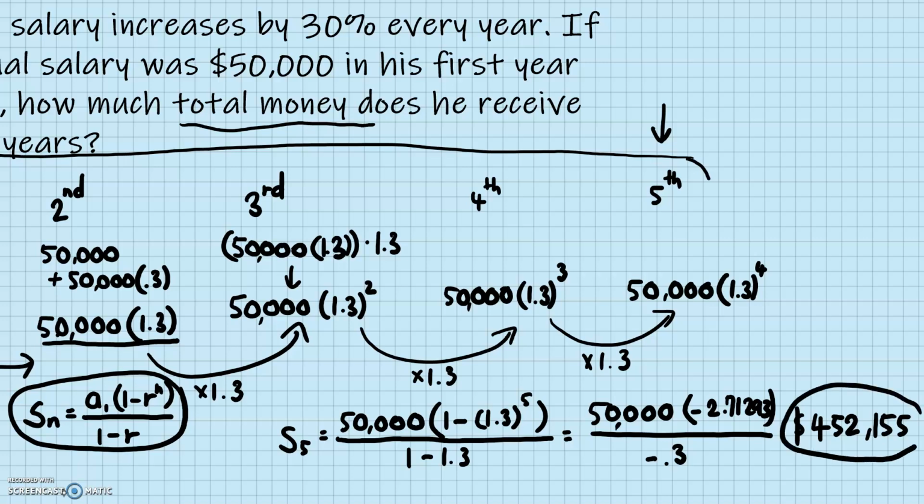$452,155. So this is how much Mr. Po earned during 5 years. This is all of his salaries combined. Okay, this is not just the 5th year. It's all the money that he made during those first 5 years. Okay, so this was a geometric series question. And you can use the formulas that you know about geometric sequences and geometric series to solve these kinds of questions.